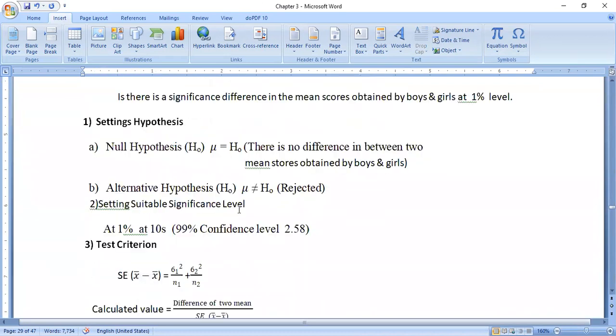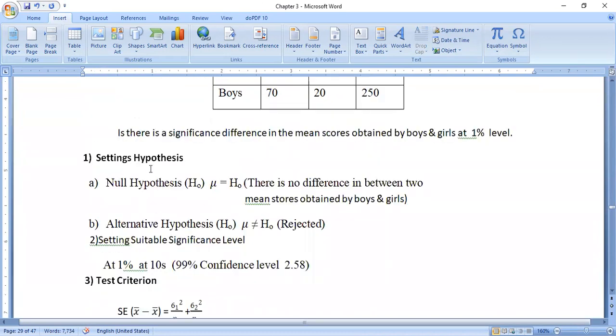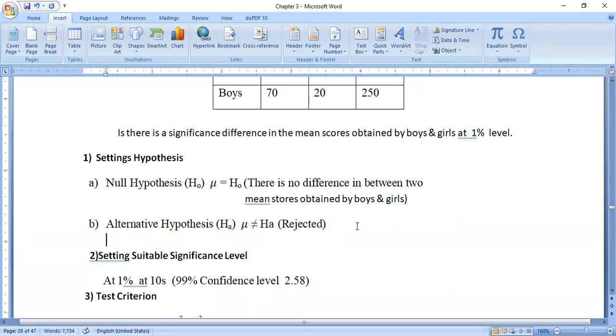You observe the solution here. Setting hypothesis: the first step is setting the hypothesis. The null hypothesis H naught: there is no difference between the two mean scores obtained by boys and girls. The next one is the alternative hypothesis, HA: mu 1 is not equal to mu 2. The next one is setting a suitable significance level. In the second step we have to observe whether the LOS value is given in the question or not.